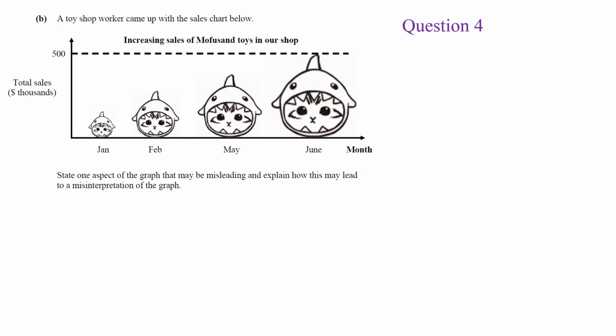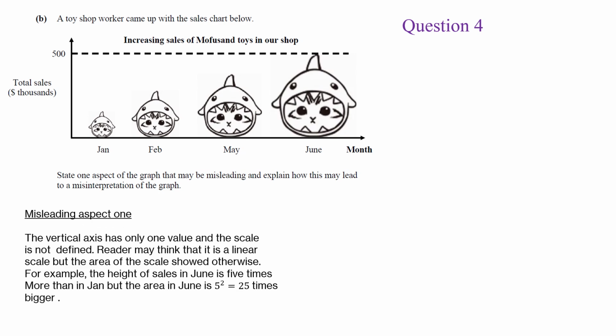This one is slightly similar to question 2, where if you look at the vertical axis, it's not well defined. There's only one value there, which is 500. So misleading aspect 1, we can explain that the vertical axis has only one value and the scale is not defined. Right, so the reader may think that this is a linear scale, but the area of the scale shows otherwise. For example, the height of the sales in June is 5 times more than in January, but the area is actually 25 times bigger.